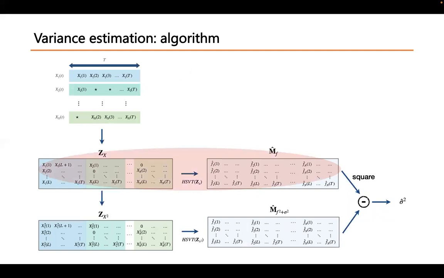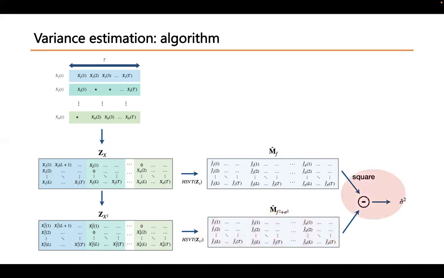The first step is you do MSSA on the original time series. That gives you an estimate of the mean. The second step is you do a component-wise squaring of each element of the time series of the stacked page matrix. Then you do HSVT, or hard singular value thresholding, on that. And you can show that the mean of this time series is f squared plus sigma squared.